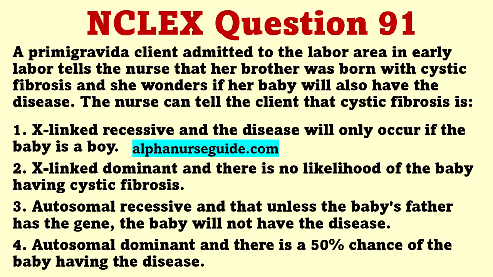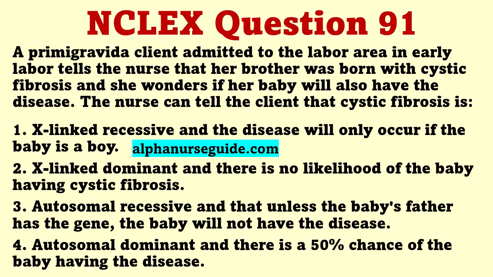A prima gravida client admitted to the labor area in early labor tells a nurse that her brother was born with cystic fibrosis, and she wonders if her baby will also have the disease. The nurse can tell the client that cystic fibrosis is 1. X-linked recessive, and the disease will only occur if the baby is a boy. 2. X-linked dominant, and there is no likelihood of the baby having cystic fibrosis. 3. Autosomal recessive, and that unless the baby's father has the gene, the baby will not have the disease. 4. Autosomal dominant, and there is a 50% chance of the baby having the disease.